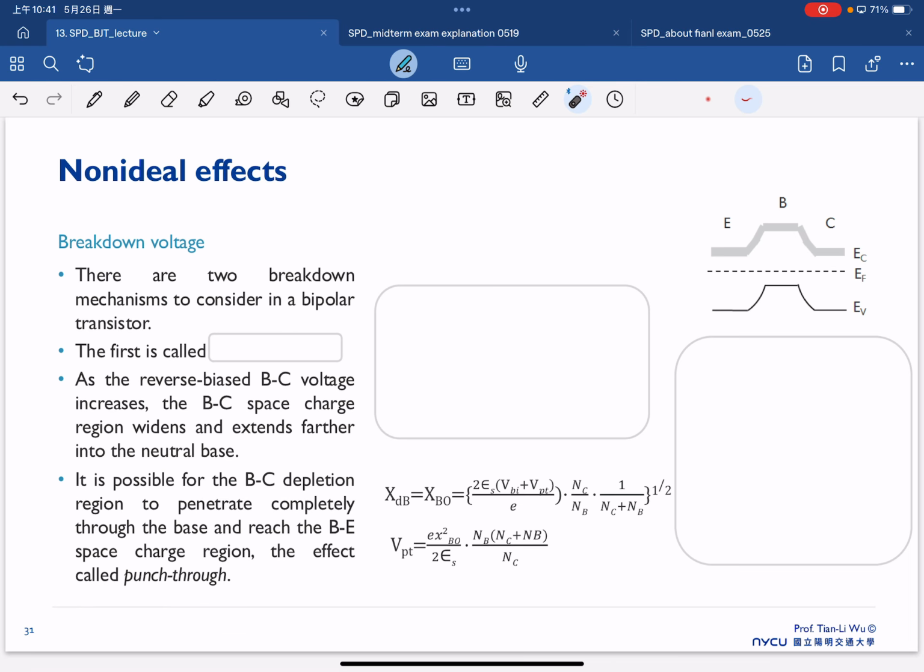Also, when we talk about the BJT, we also have to consider the breakdown voltage. Because right now we have the 2 junctions, we may consider the breakdown from the different junctions, and also there are different mechanisms. So there are 2 breakdown mechanisms that need to be considered in the BJT. The first is called the punch-through.